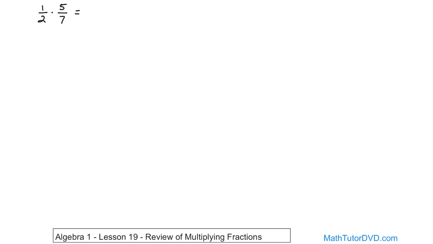It's very simple to multiply fractions. All you do, you multiply the numerators together. 1 times 5 will give you 5. And then separately, you multiply these denominators together, 2 times 7, and that's going to give you 14. So literally all you do, and that's it because it's simplified. You multiply the tops, you multiply the bottoms, and you simplify. That's all you have to do. So multiplying fractions is extremely easy to do.